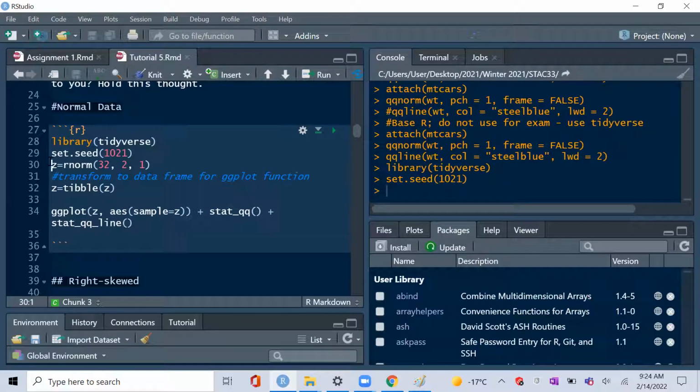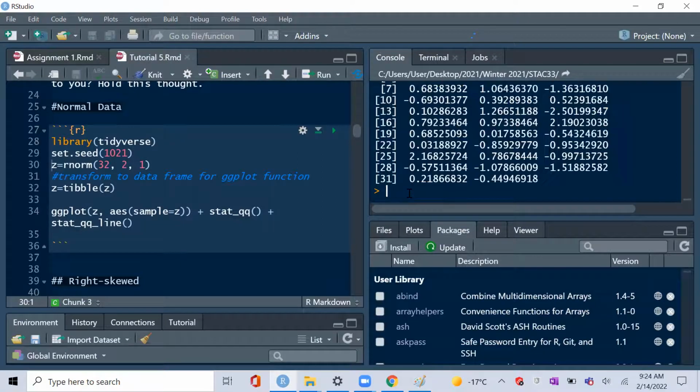Now, this is a random. In general, if you look at rnorm, you're supposed to specify a sample size of 32 with a mean of whatever you want. The default is actually a mean of 0 and standard deviation of 1. So if you don't specify a mean and standard deviation, it's assuming 0, 1. But I don't want that. I picked 2 and 1, right?